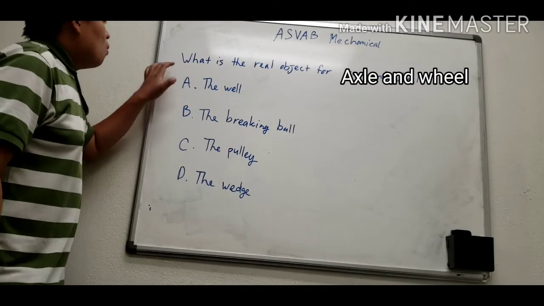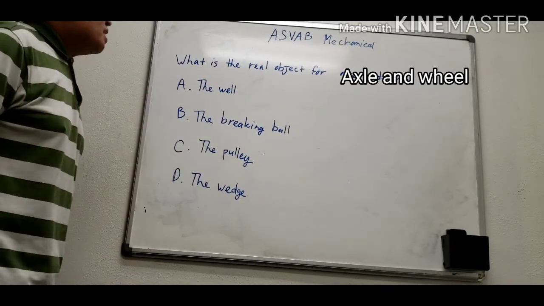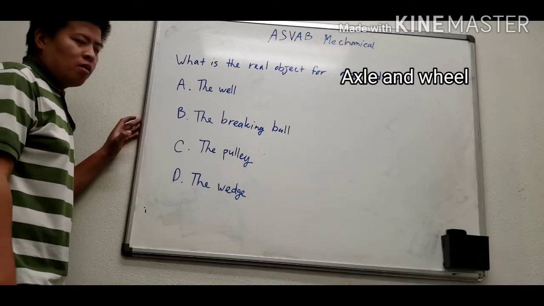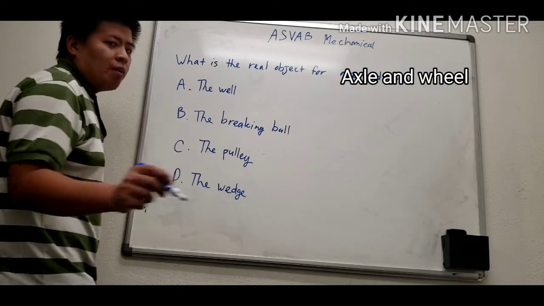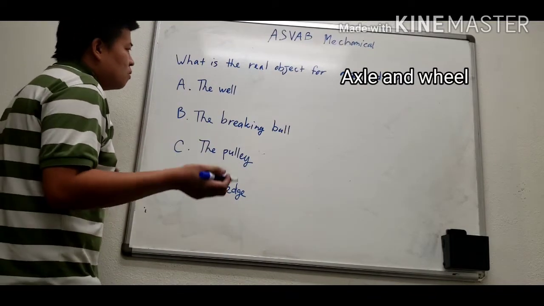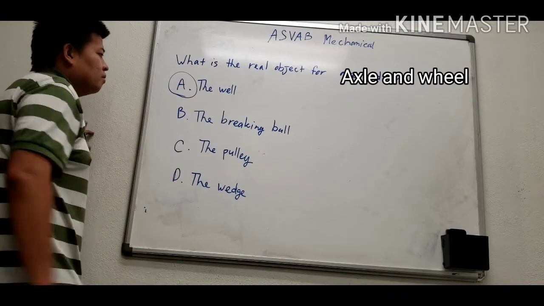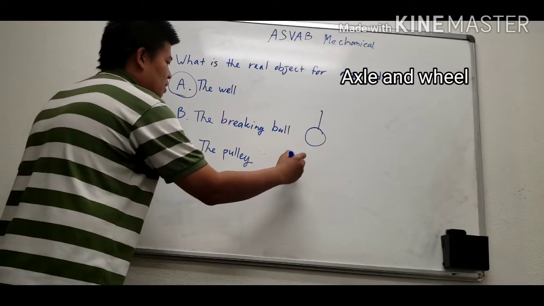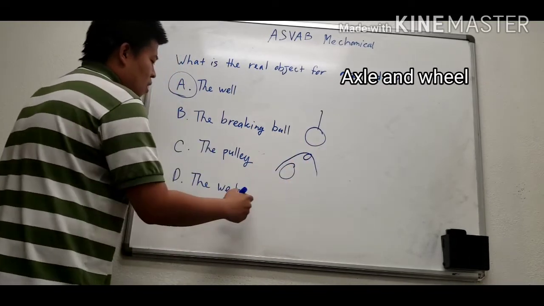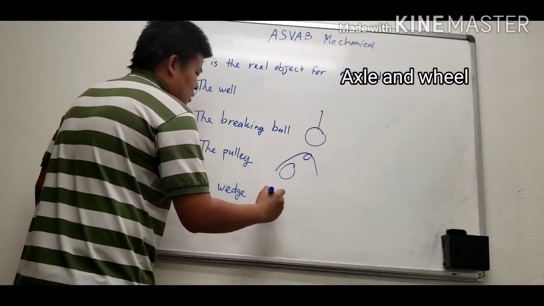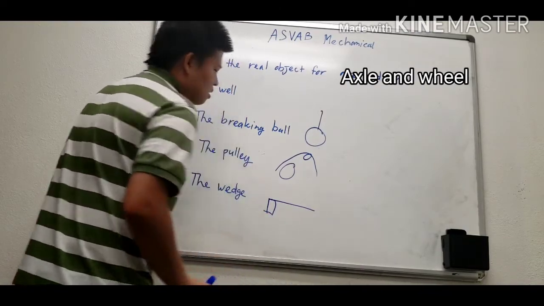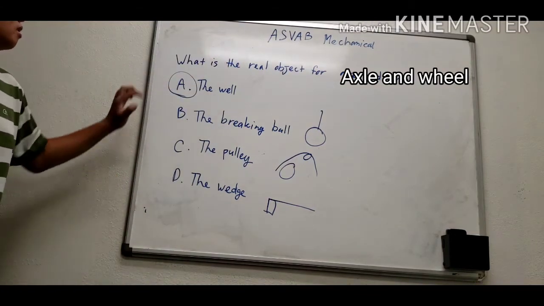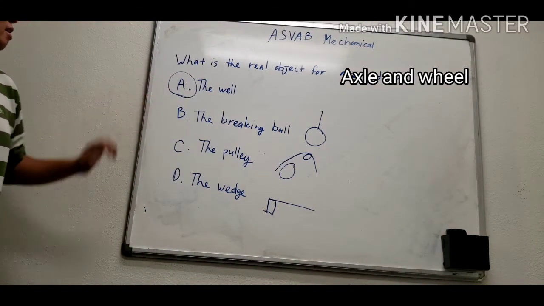In this question, what is the real object for axle and wheel? We have A, B, C, D, and in the question, you know the picture of the axle and the wheel. So let's see answer A. The ratchet point is like this. The pulley should be like this. The wedge is like this. So they don't relate to axle and wheel. So the answer for this question is A.